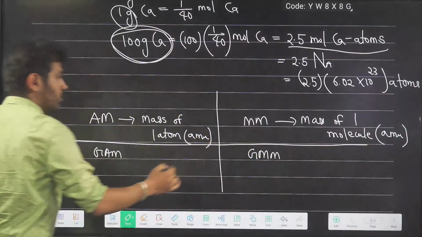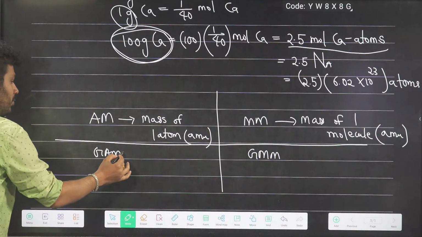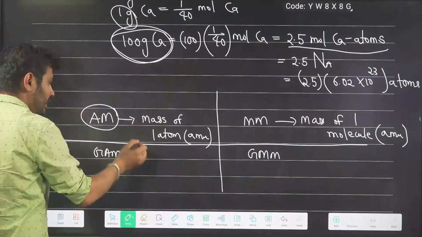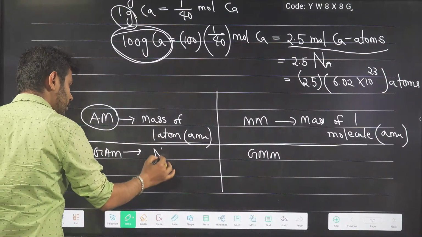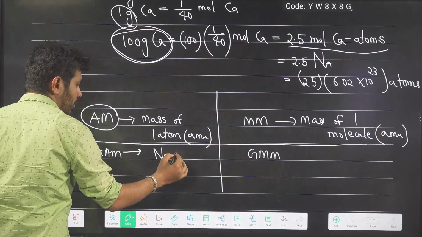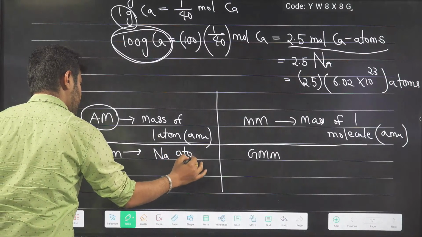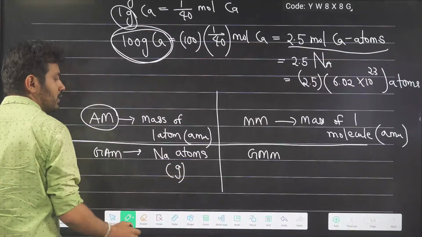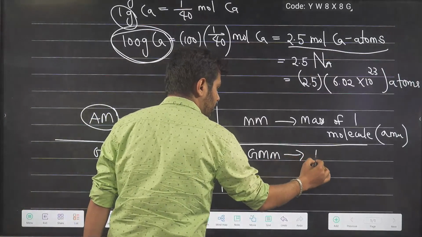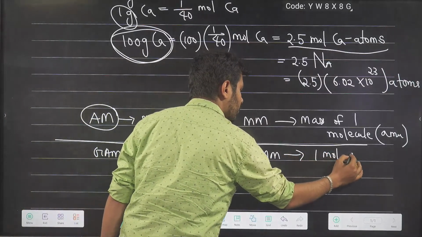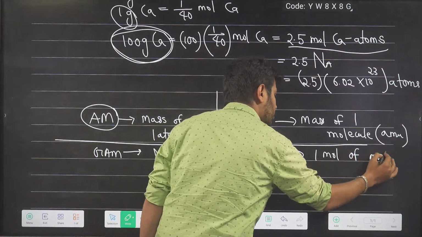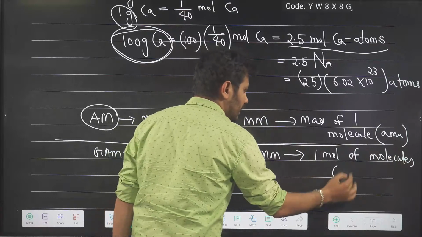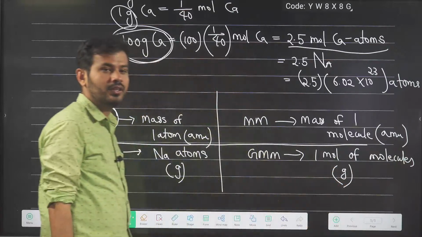if I talk about gram atomic mass, in terms of grams, here it is not the mass of one atom, rather it is the mass of Avogadro number of atoms. The mass of Avogadro number of atoms, in grams, is called gram atomic mass. Similarly, if I have Avogadro number, that is 1 mole of molecules, its mass is going to be gram molecular mass, and this is in terms of grams, right?